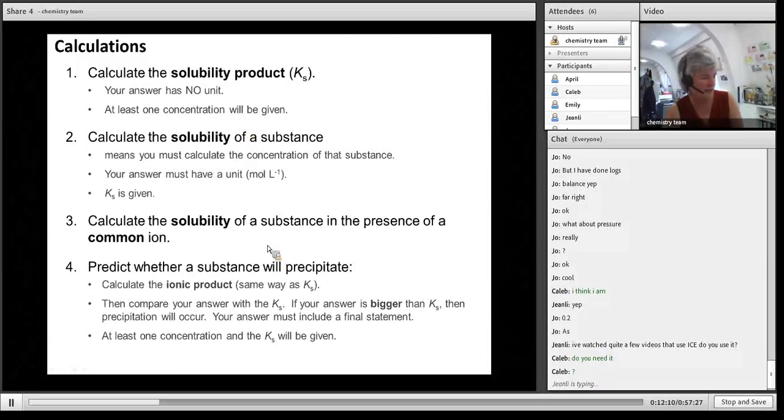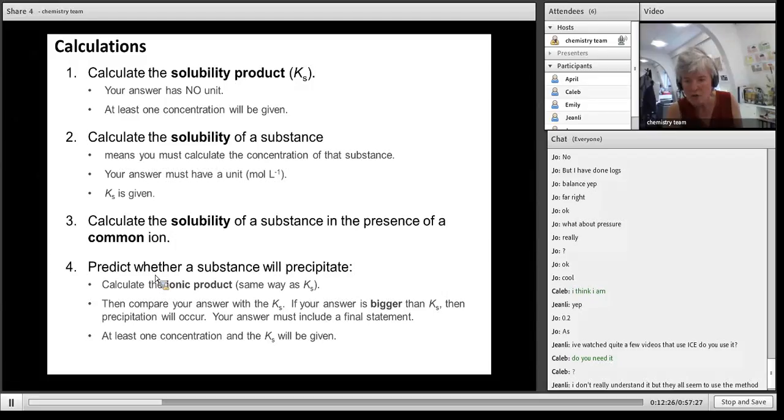I've actually done all this last week, so I might just move on. What I want to move on to now is number 3 and number 4. Okay. So let's look at a few questions here.